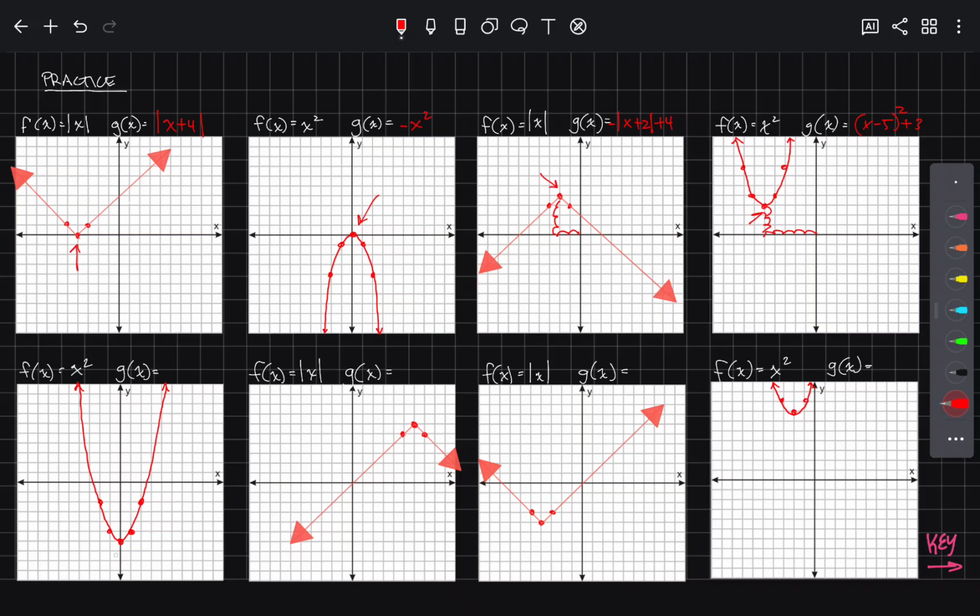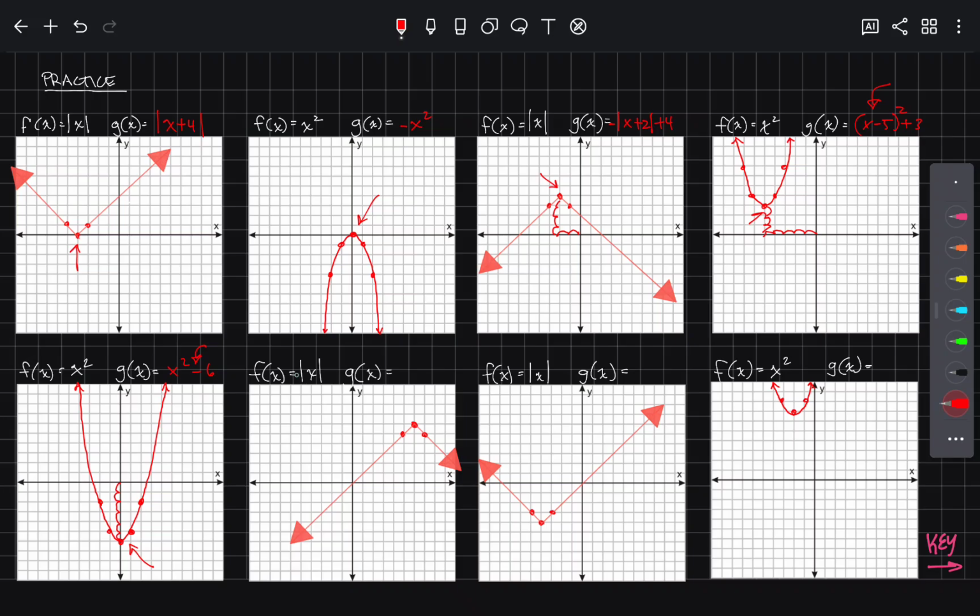Here you can see the parent function where this should be at 0, 0 has been shifted downward 1, 2, 3, 4, 5, 6. So that would be x squared minus 6. It's not happening to the x value, it's a vertical shift, so it's going to be outside. When I'm talking about outside, here's what inside looks like, here's what outside looks like.